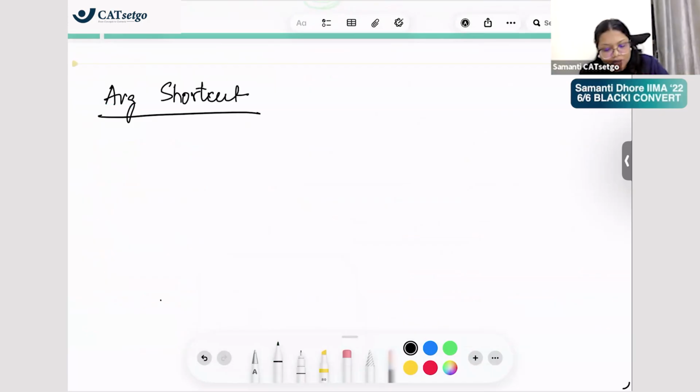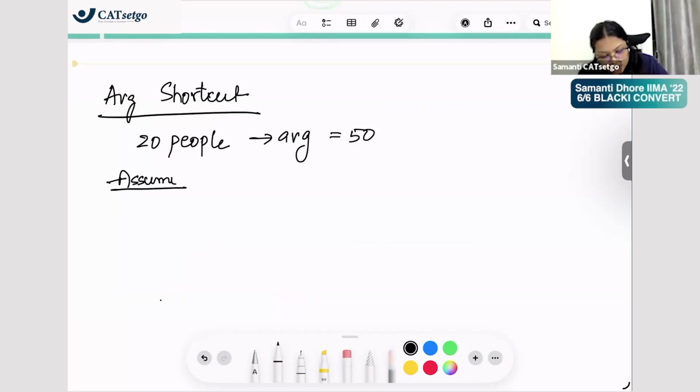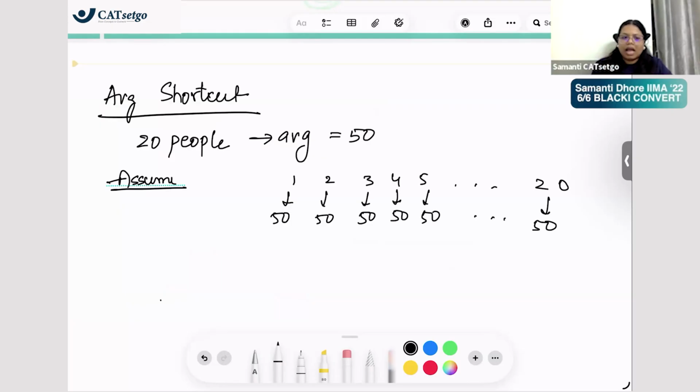Okay. The base assumption is if there are 20 people whose average is 50, we can say or we can assume that all these 1, 2, 3, 4, 5, 6, all these 20 people, हर एक इंसान 50 वैल्यू का था. Can I assume this or not? Right? I can assume this. If there are 20 people whose average is 50, I can assume that each person was 50 kgs. So 50 added 20 times divided by 20, the average was 50. I can assume this. Yes or no?